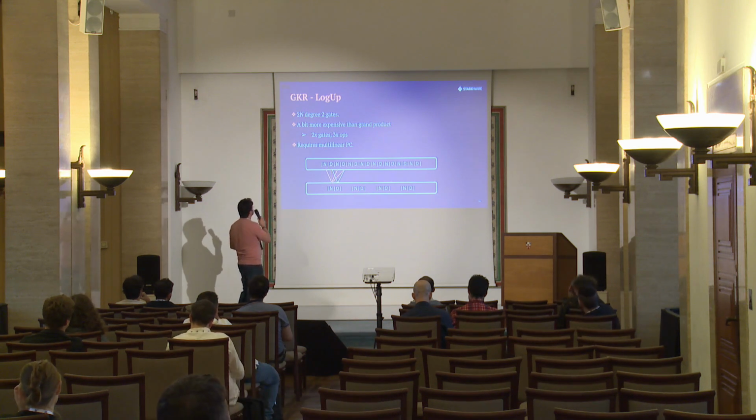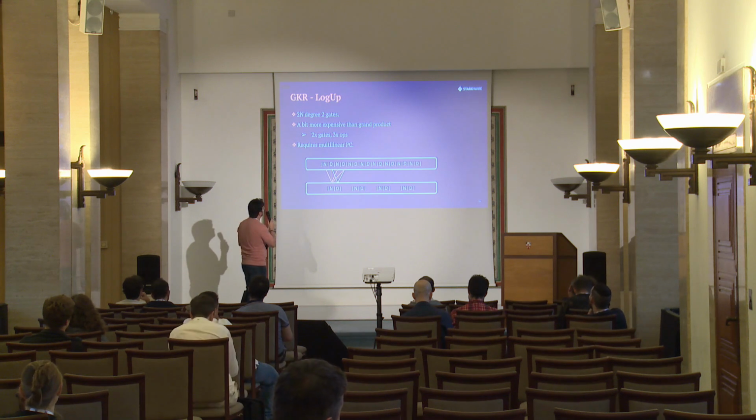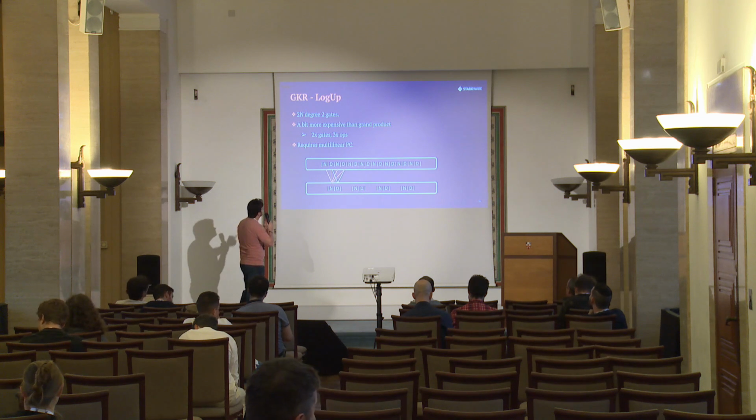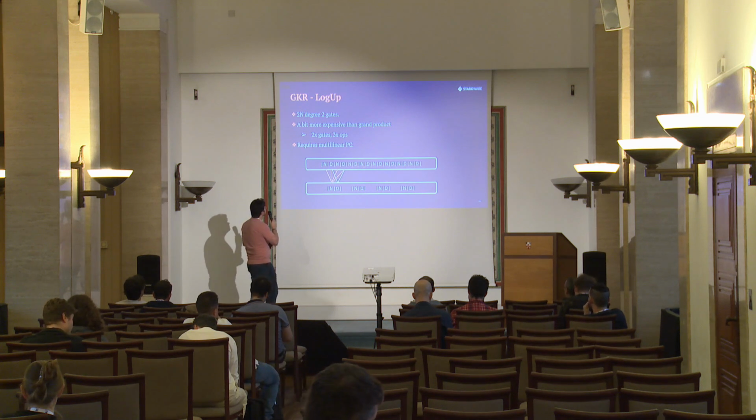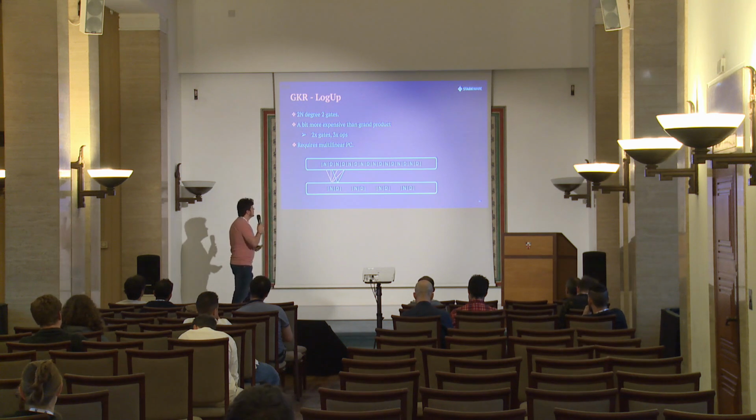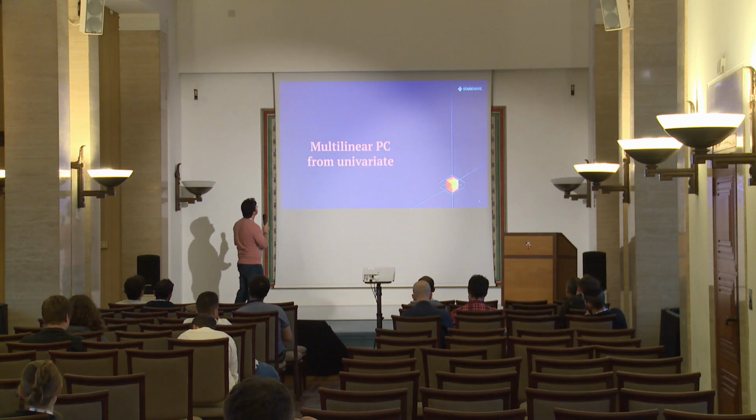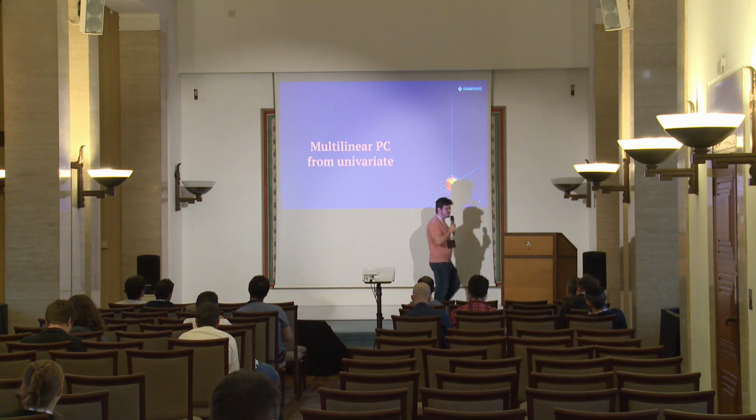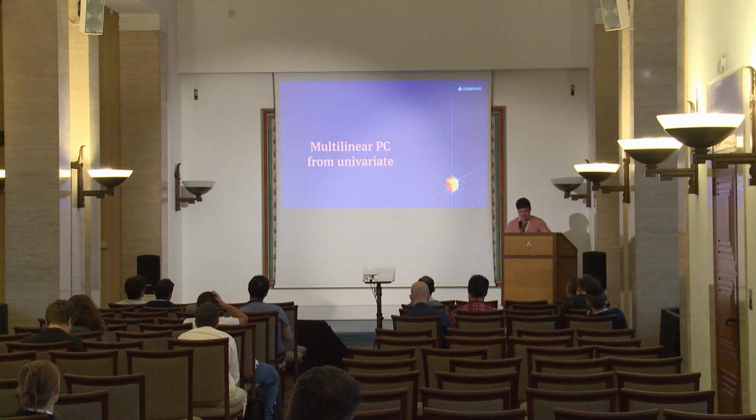We get here 2n degree 2 gates instead of just n, because I have numerator and denominator. It's a bit more expensive, twice the gates, 3 times the multiplications. And again, this requires a multilinear polynomial commitment scheme. Okay. So this was the logup GKR.